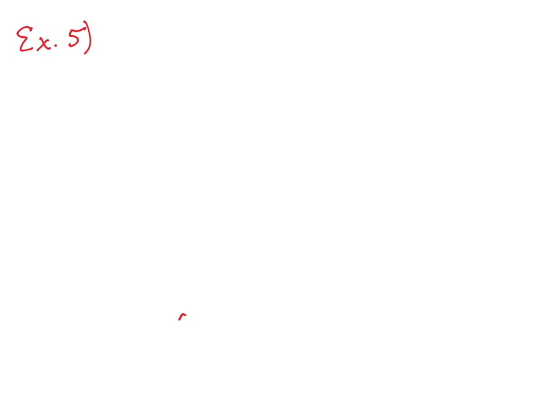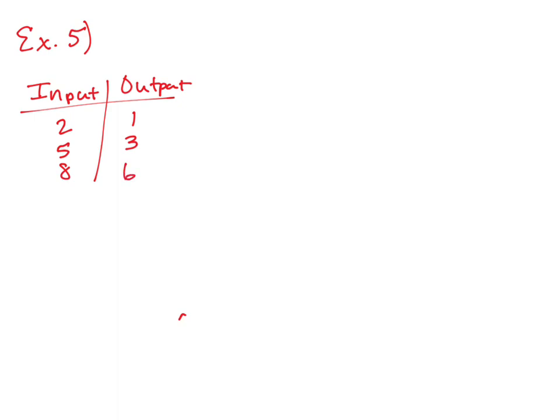Okay, so given a table. In a table, I've got a column for input and a column for output. These are directly coming out of this textbook. In the input column, I have 2, 5, and 8. In the output column, I have 1, 3, and 6. And the question is, does this represent a function?